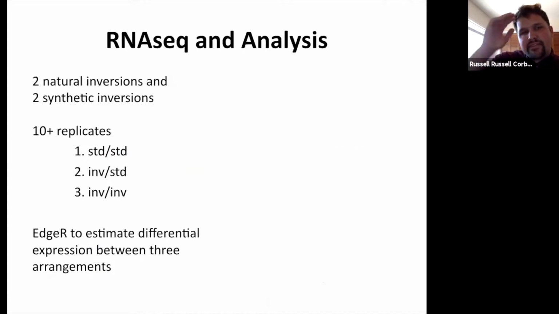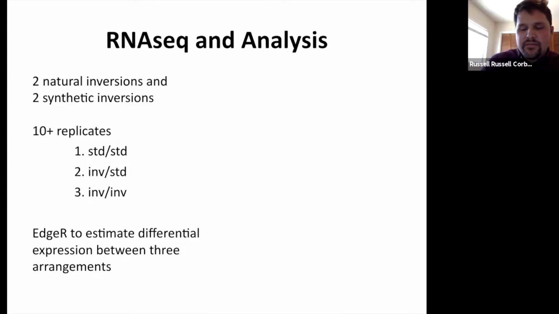This will be the only method slide for this talk. Briefly, we had two natural inversions that we're going to look at. Each of them is at relatively high frequency in natural populations. And then there are two synthetic inversions that were designed to, as closely as possible, mimic the structure of the natural inversion. So their breakpoints are very, very similar, though not quite identical.